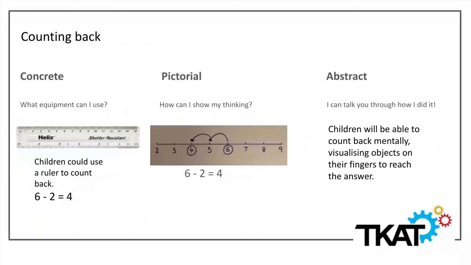When counting back, children count back in ones until they've subtracted the correct amount. In the example above, 6 subtract 2 is equal to 4, children can use a number line or a ruler to place their finger on 6, as this is the number they are counting back from.